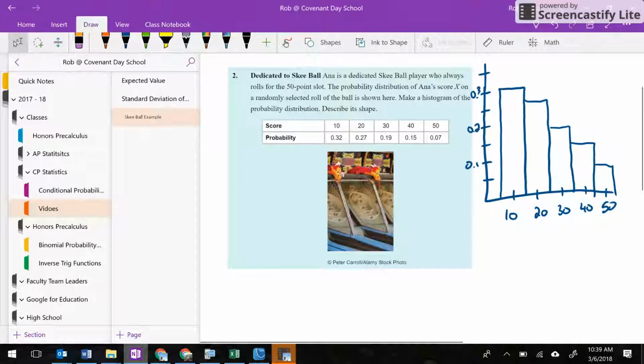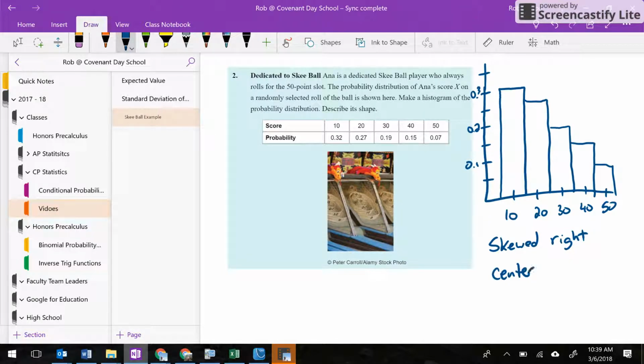So if I want to describe this picture, the first thing I notice is the shape. That it is skewed right, meaning most of the values are lower. So in this context, most of the rolls will end up in the 10 or 20 range. Since it is skewed to the right, I know the mean, the measure of center, will probably be around 20. That's my guess.